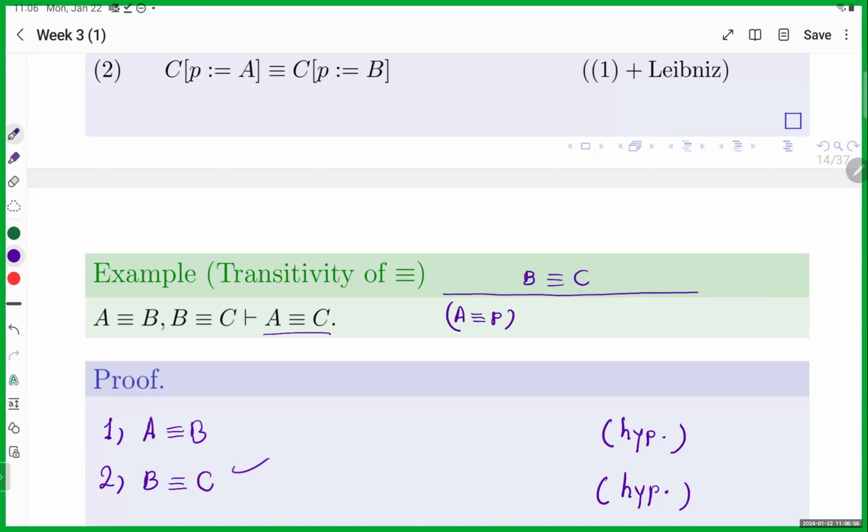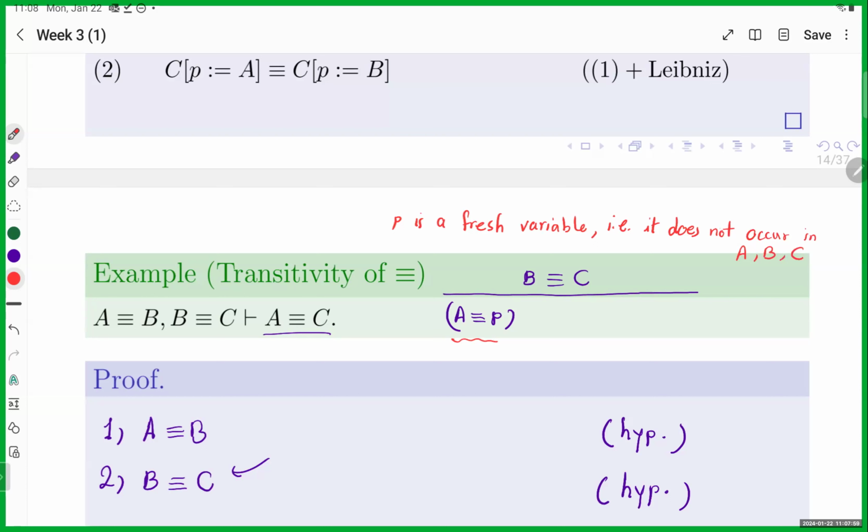Now I want to use this number 2. I know I have this hypothesis, and it's already written. Now the formula C that I want to choose in Leibniz, again, I repeat that Leibniz is true for any instance of C, any variable P that I want. So I take a variable P, which is a fresh variable, i.e., it does not occur in A, B, or C.